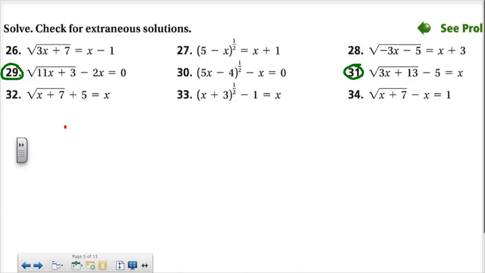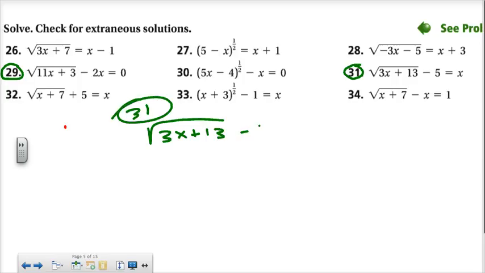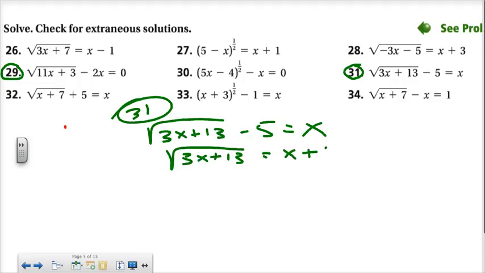Number 31 has the square root of 3x plus 13 minus 5 equals x. Pretty obviously, to isolate the radical, I have to add the 5 to both sides. And if I'm going to get rid of that square root, I'm going to have to square both sides. So that will give me 3x plus 13.